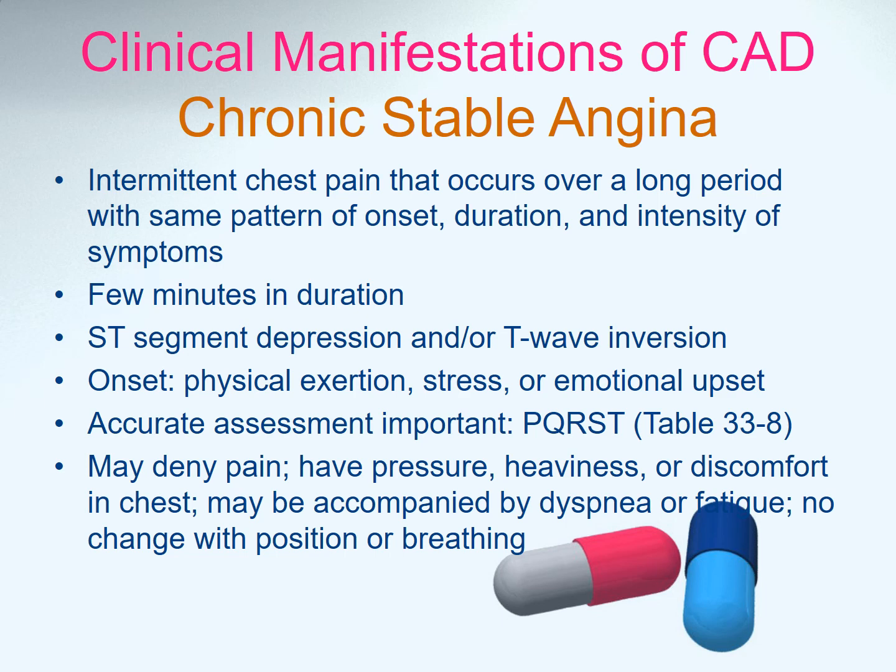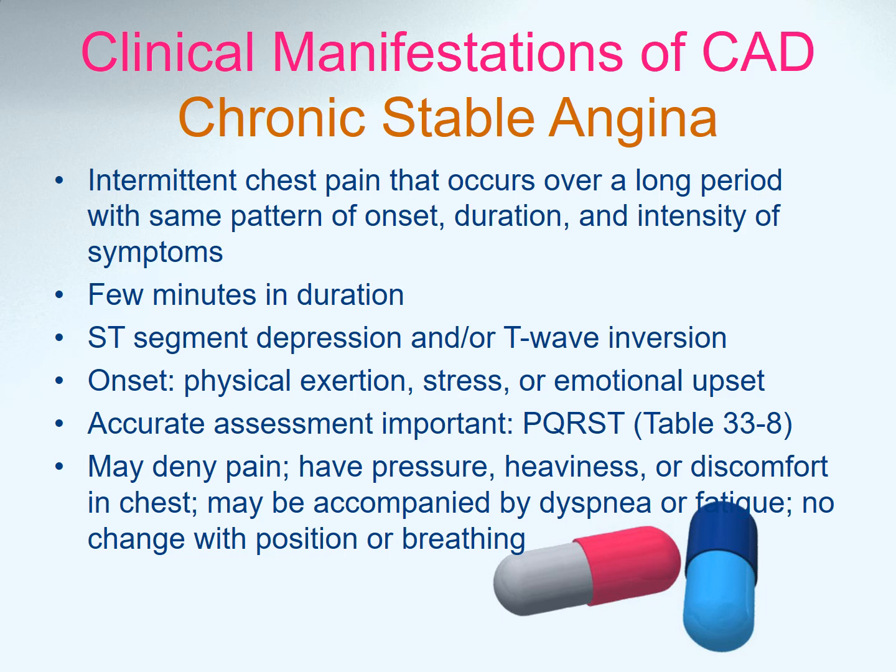Chronic stable angina refers to chest pain that occurs intermittently over a long period of time with a similar pattern of onset, duration, and intensity of symptoms. It is often provoked by physical exertion, stress, or emotional upset. When asked, some patients may deny feeling pain but describe a pressure, heaviness, or discomfort in the chest.